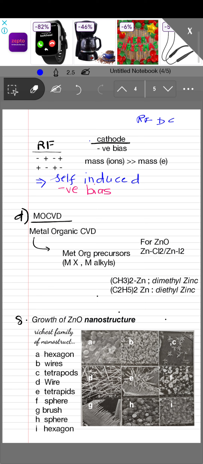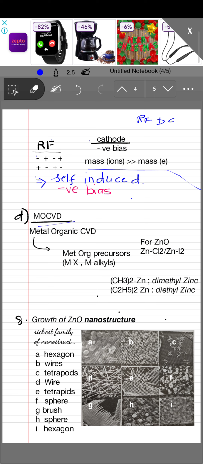Now, even if the polarity changes, since the mass of the ions is much larger than the mass of the electron, the electrons change their poles very fast, however, it takes a lot of time for the ions to do so. So that is why the electrons create a self-induced negative bias behind the target, and this induced bias causes higher attraction of positive ions of the gases, causing sputtering.